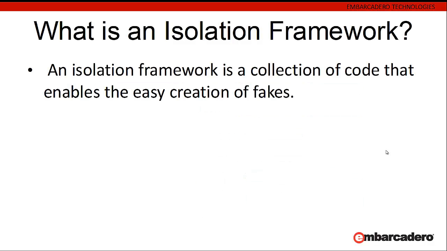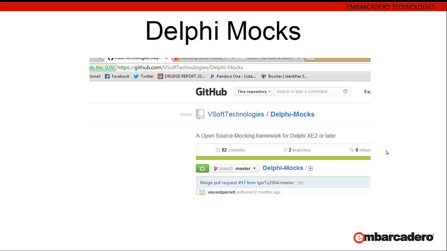We talked about isolation frameworks a little bit with mocks and stubs, but I'll give a formal definition here. An isolation framework is a collection of code that enables the easy creation of fakes. An isolation framework, more commonly called mocking framework, but mocking, of course, as we've seen, is only part of the story, is one that allows you to test your code in isolation. It allows you to create fake dependencies to isolate your classes so that they can be tested independently. Currently, the most popular Delphi isolation framework is called DelphiMocks.